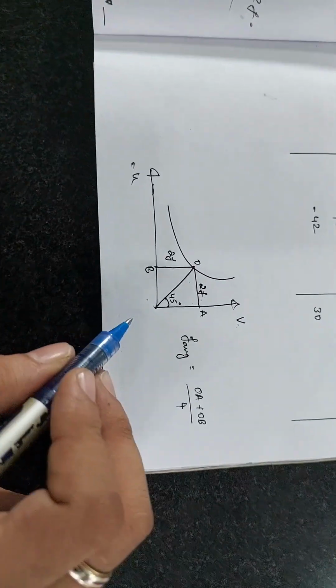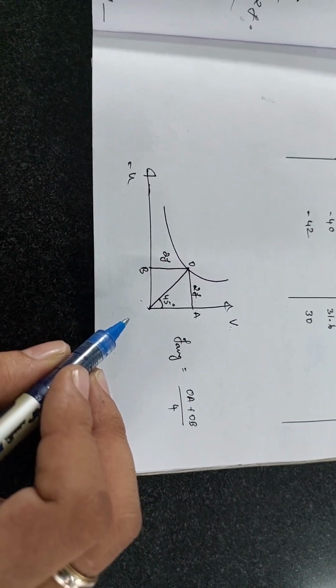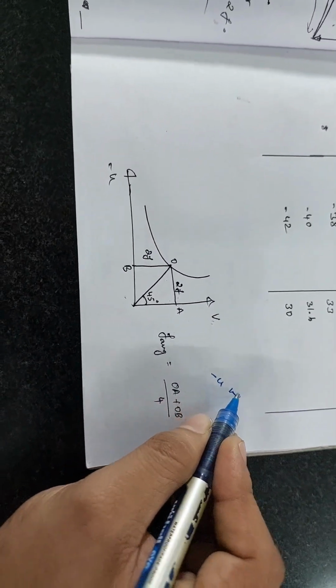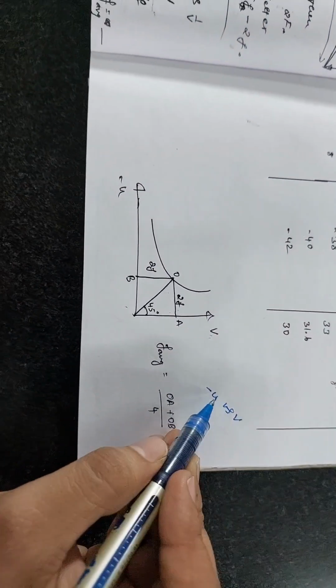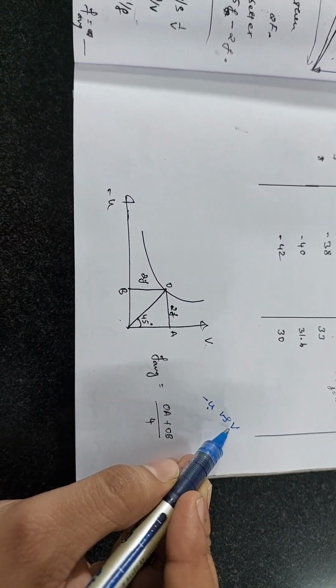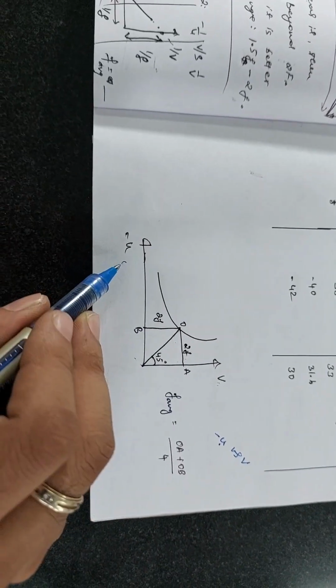So as I told you earlier, now you have to calculate the focal length of the convex lens using the graphical method, which is the u versus v graph. So what is u? u is the object distance, and v is the image distance. v will be on the y-axis, minus u will be on the negative x-axis.